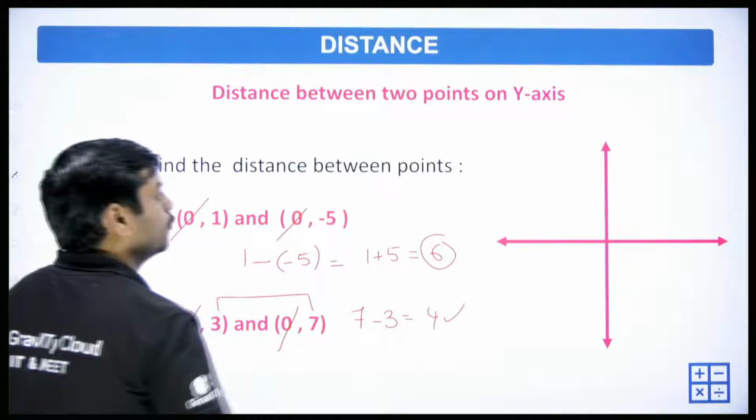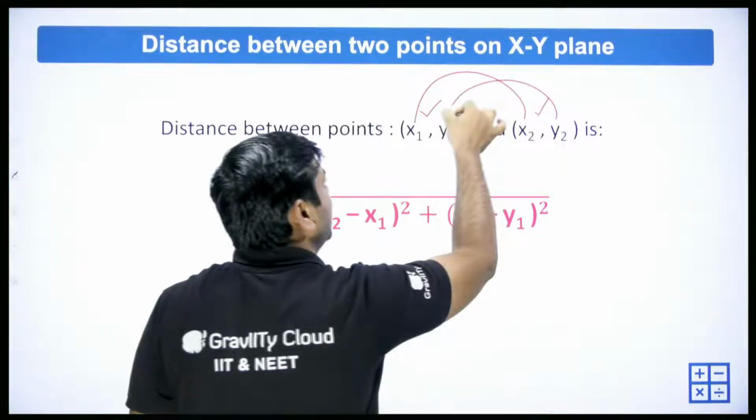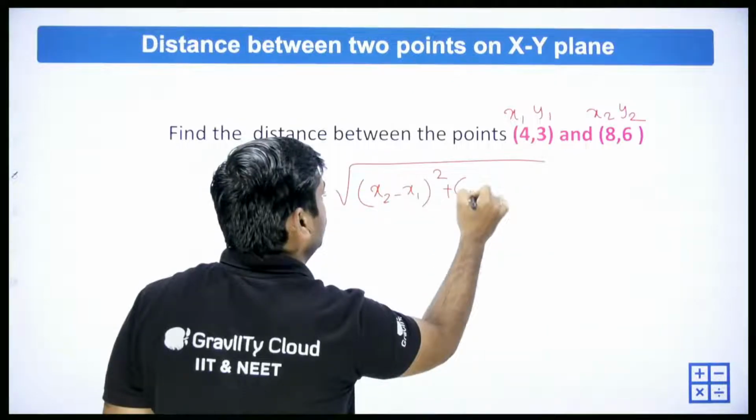How we get this, the proof or the derivation, we are going to cover in the coming lectures. But for now you need to understand the formula: root over x2 minus x1 whole square plus y2 minus y1 whole square. Let's take one small example and relate it to this formula. Find the distance between the points 4, 3 and 8, 6. So this is x1, y1, x2, y2. The distance between these two will be root over x2 minus x1 whole square plus y2 minus y1 whole square.